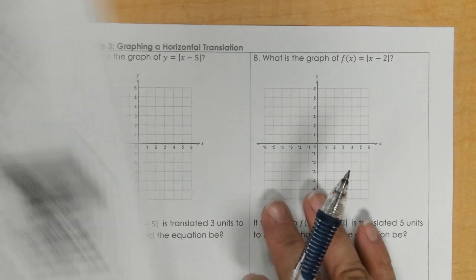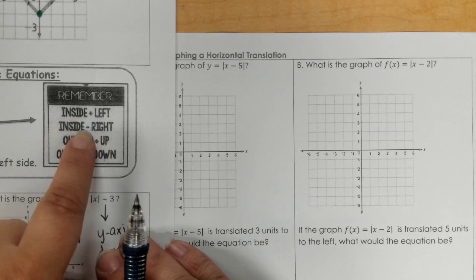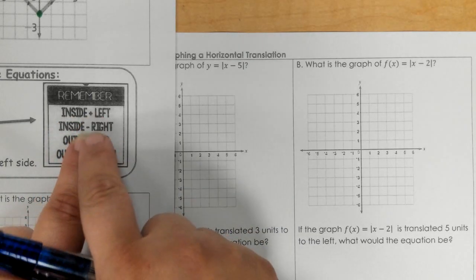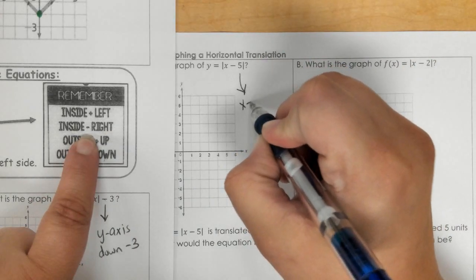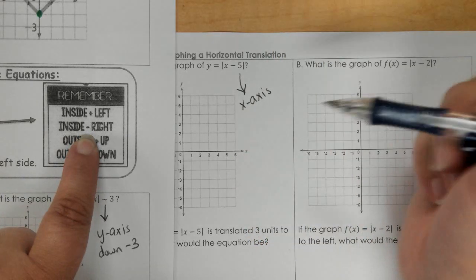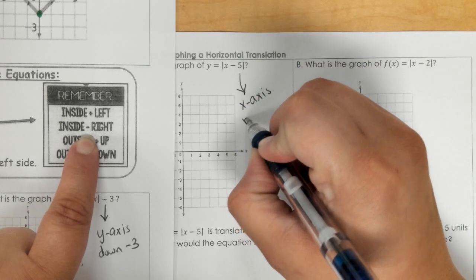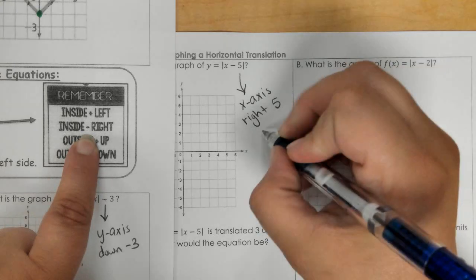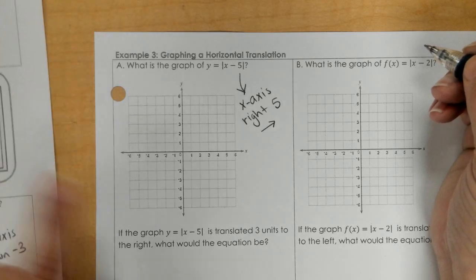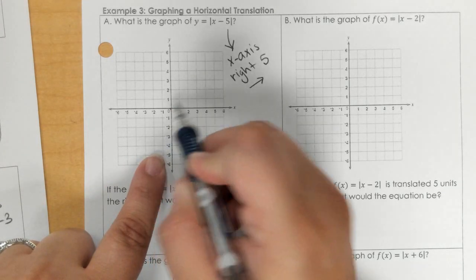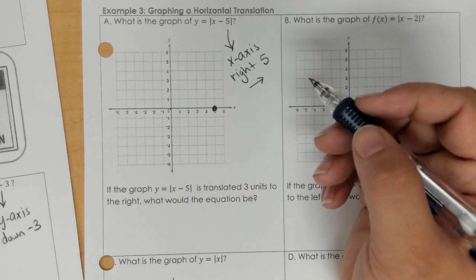So on that first page, we go back to the chart. The chart says if it's on the inside with a minus, we're going to go right 5. I'm going to say on the x-axis, so we're going to go right or left now. We're doing the opposite of minus. We're going to the right 5. So starting at the origin, we go positive 5 to the right. It's the opposite of what it tells you to do.